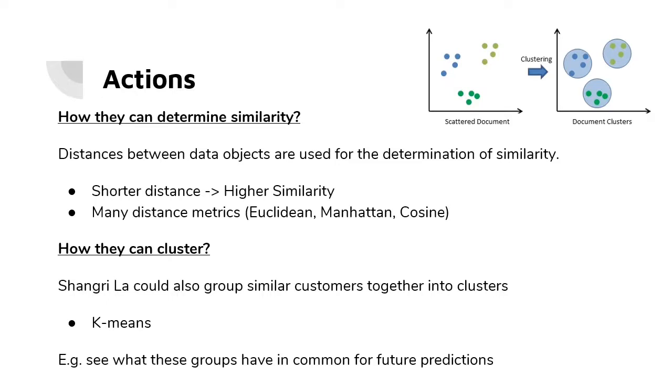Then how can they cluster? They can use k-means, which is a way of clustering, so that they can see what these groups have in common, so as to have a better understanding of each cluster's preferences for future predictions.